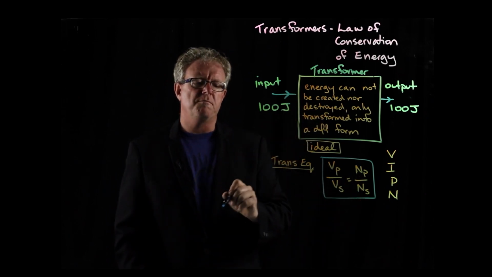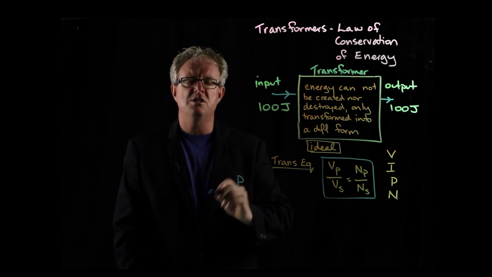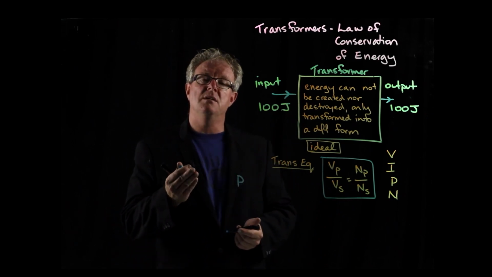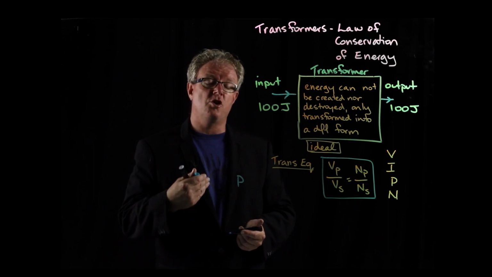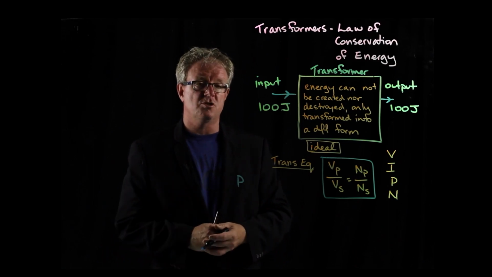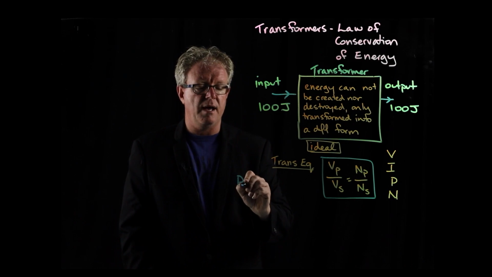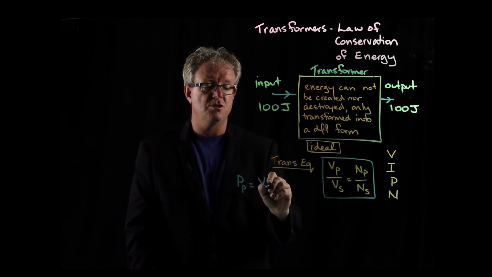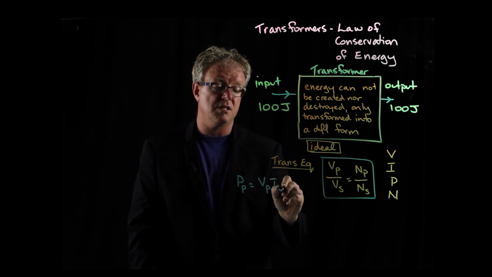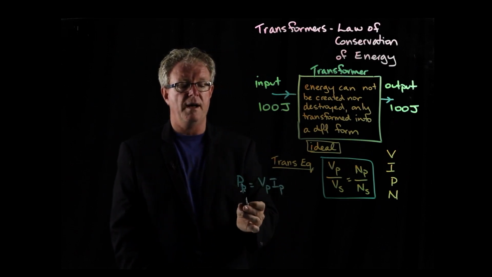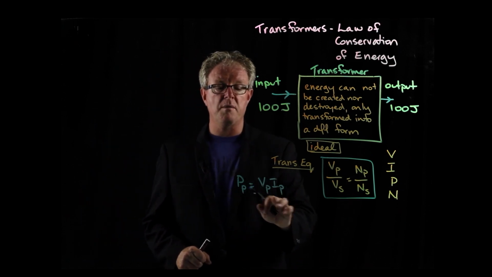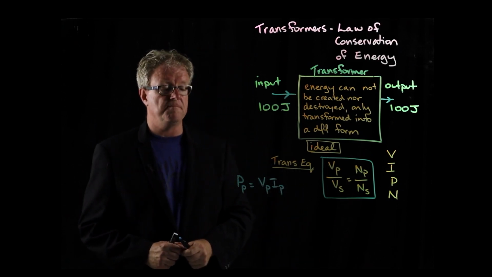Well, if we think in terms of power now, power is just a way of measuring energy. So power is the energy occurring each second in a circuit. And I guess we could say the power in the primary coil is equal to the voltage in the primary coil times the current in the primary coil. So the power is equal to the voltage times the current. And if we're focusing on the primary coil, this is what the equation would be.